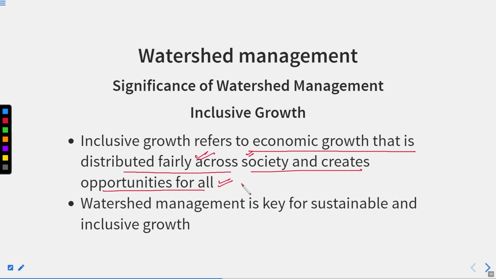So watershed management is key for sustainable and inclusive growth. Very, very important point, this watershed management. When we are following the watershed management, we are actually following sustainable management. Sustainable management is a very broad term, whereas watershed management is a part of it. So if you are following watershed management, right, then you are obviously a part of the sustainable management. And that is actually the inclusive growth. When you are following anything sustainably, then you are doing inclusive growth, right?